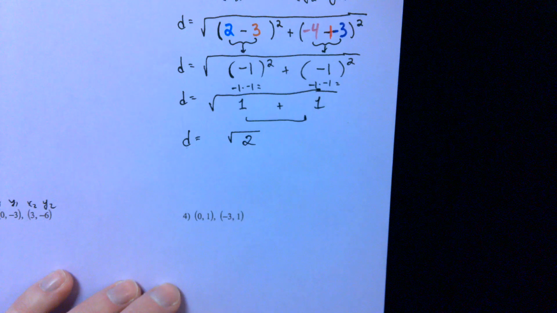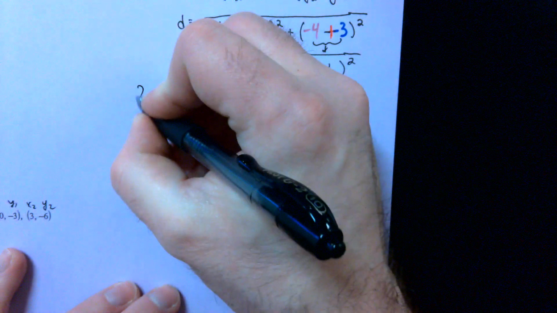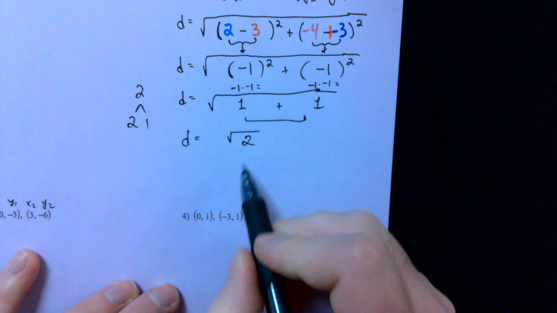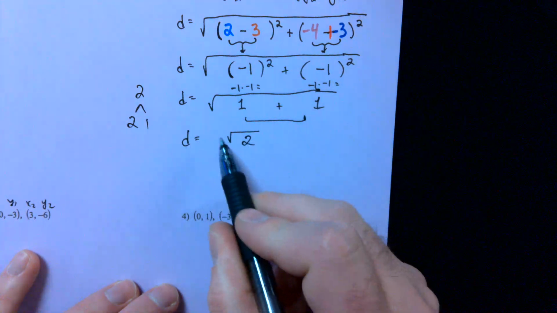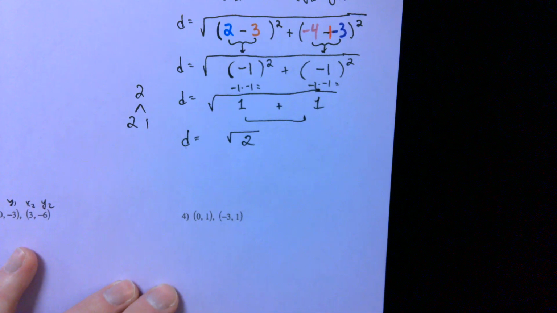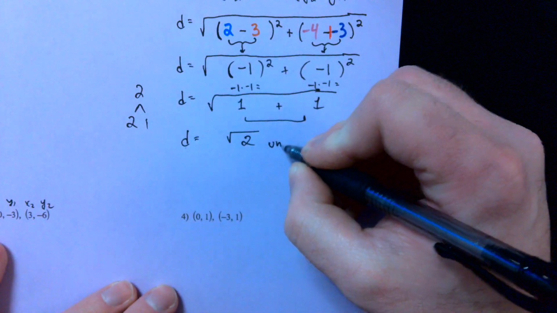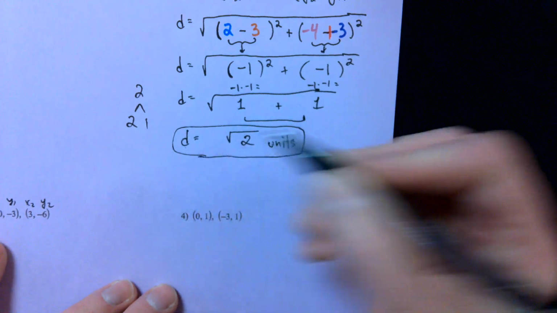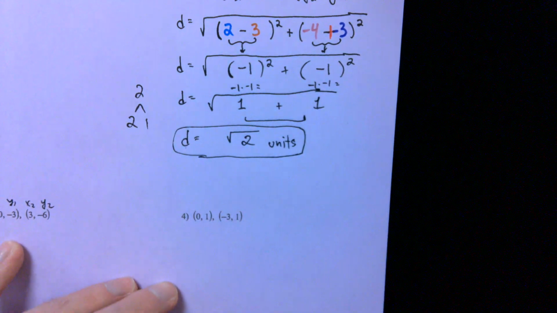Can I simplify the square root of 2? If I do a factor tree for 2, is that going to help me at all? No. So that's my answer. D is equal to the square root of 2. What do I need on the end, though? Units. We don't want a plus or minus because distance cannot be negative. I want units instead.